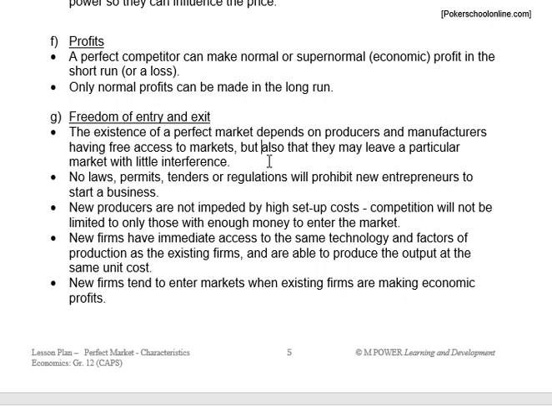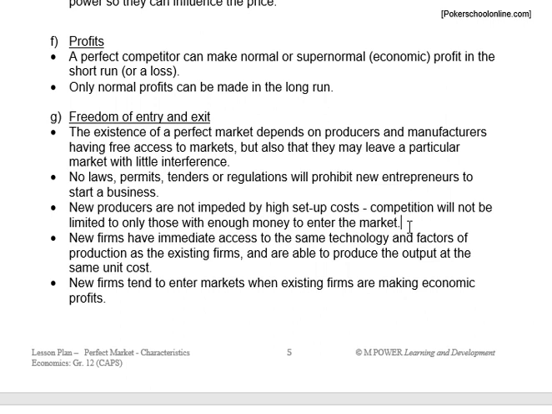Because in the perfect market also, new producers are not impeded by high setup costs. So just think for a minute, in the real world, if it costs 10 million rand to enter an industry, that 10 million rand initial capital that you need to enter the market is a barrier to entry. Only people with money can enter the market. In the perfect market, there is no such thing as high initial capital. Competition cannot be limited just to those who have the correct amount of money to enter this industry.